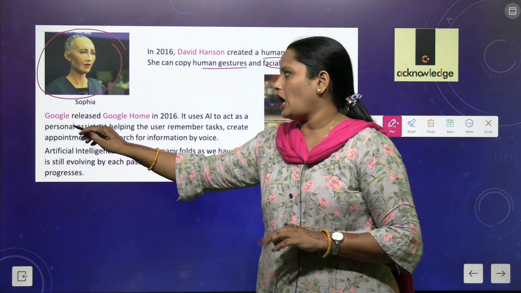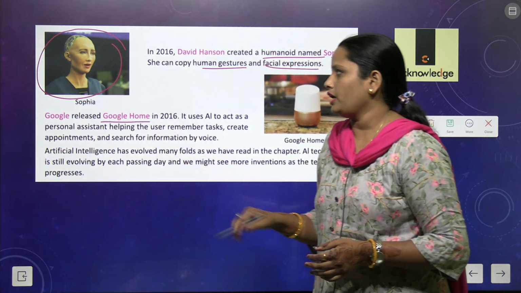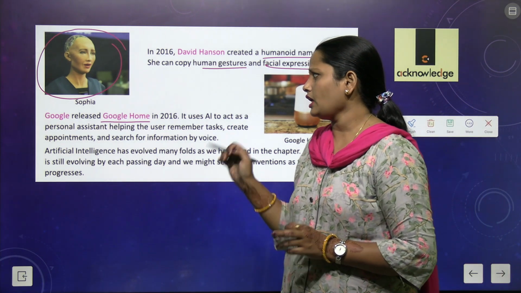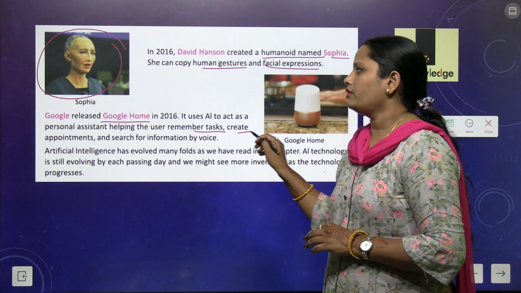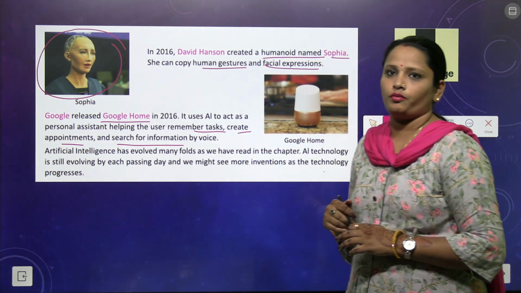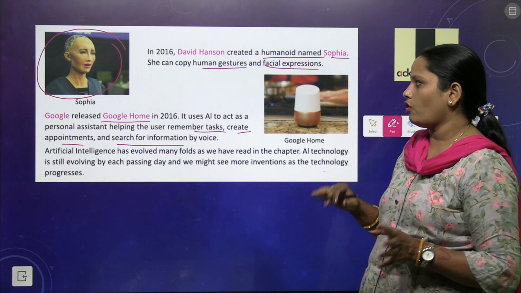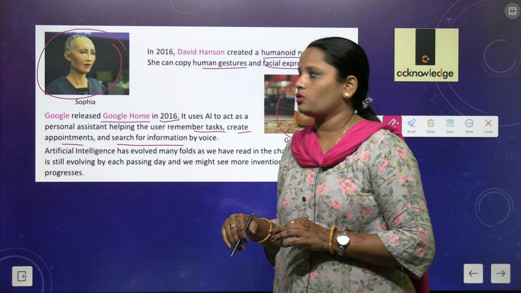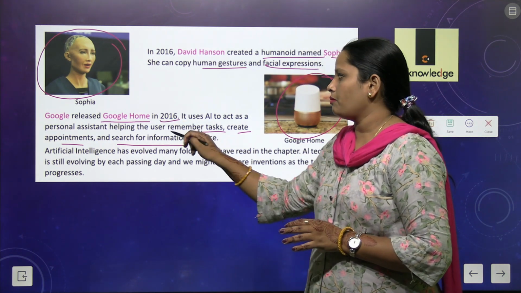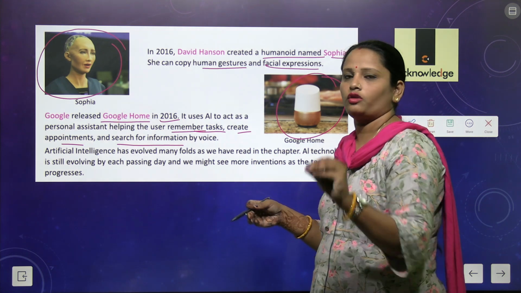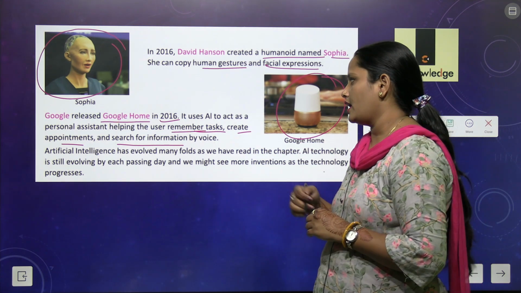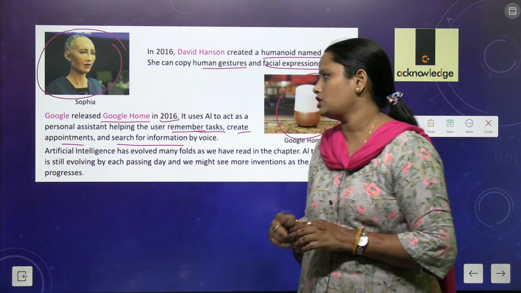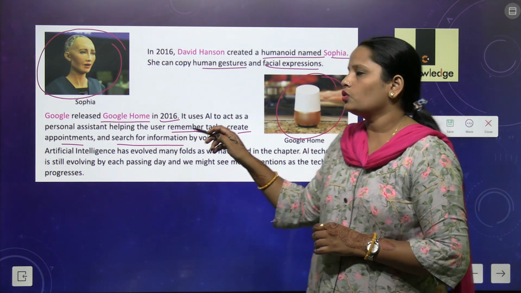Okay. Next, Google released Google Home in 2016. It uses AI to act as a personal assistant, helping the user remember tasks, create appointments, and search for information by voice. So what all tasks were done by Google Home? It was introduced in 2016 by Google, and it helps in remembering tasks. Whatever task I have to do, I can feed into my Google Home and it will tell me about the task. We can also create appointments, whatever appointments there are, we can put on that, and we can also search information by voice using Google Home.